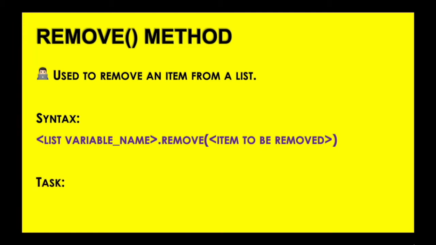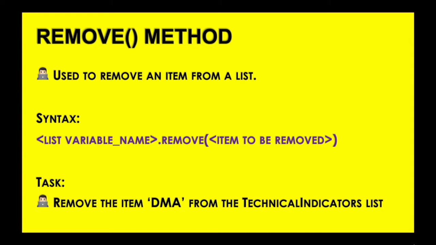Okay, so for the task, remove the item DMI, sorry for the typographical error, from the technical indicators list, because if you can still remember, based on our previous video, we actually have 5 DMIs there and it's very redundant, so we need to remove it right away, and that's what we are going to do now. So open your Anaconda, click the Jupyter Notebook, and let's start our coding.